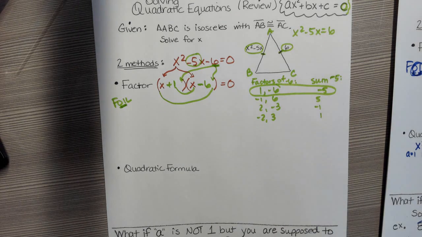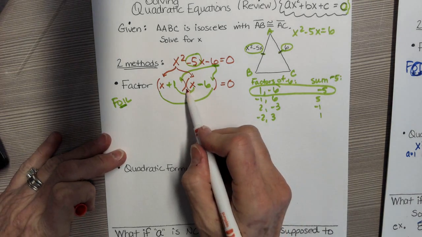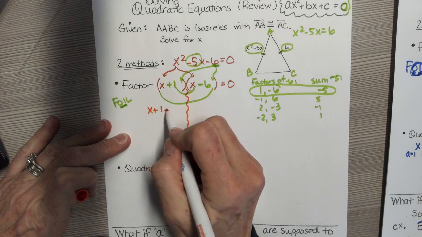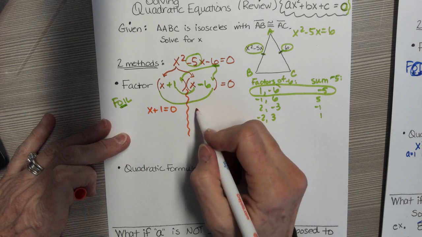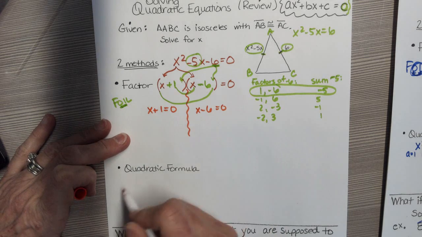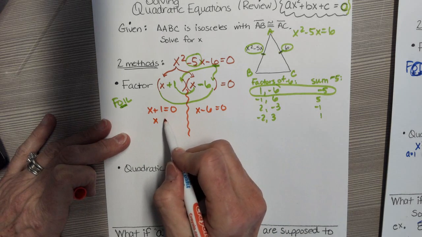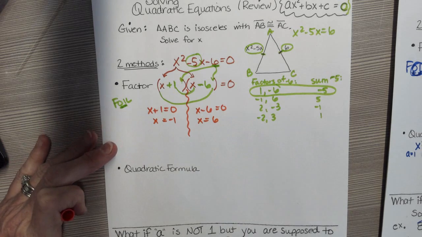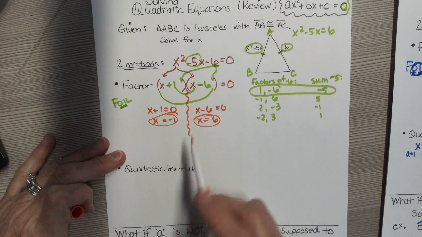Then what we're going to do is, I just draw a little squiggle down the middle here, and I need to solve for x. So I'm going to say x plus 1 equals 0, and x minus 6 equals 0. Move the 1 over, or subtract 1 from both sides. I get x equals -1, and x equals 6. And those are my two answers.